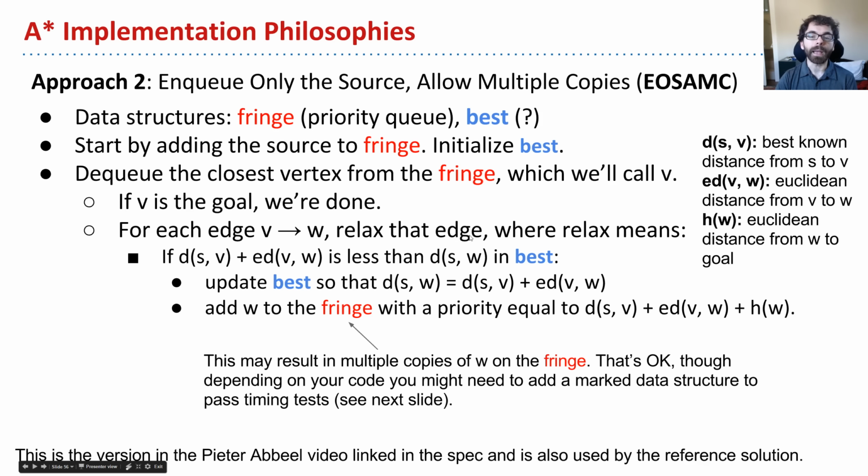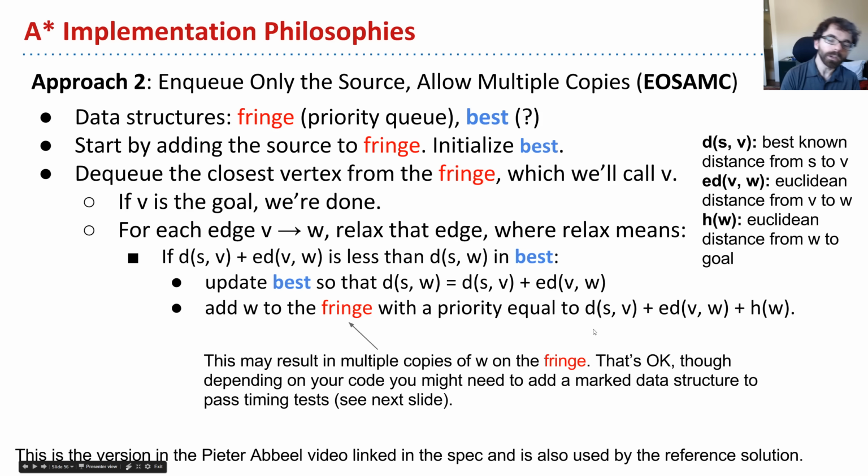If it's less than the best thing we have so far, then what we do is we update best so that the new distance is equal to that calculation we just did, right? This is the new best. We also need to add w to the fringe with the priority equal to the distance to w, which is the sum we just have so far, plus, because it's A star, we also include h of w, which is the estimate of the distance from w to the goal. That's the heart of A star. If you omit that, it's Dijkstra's. With this, it is now the fringe.